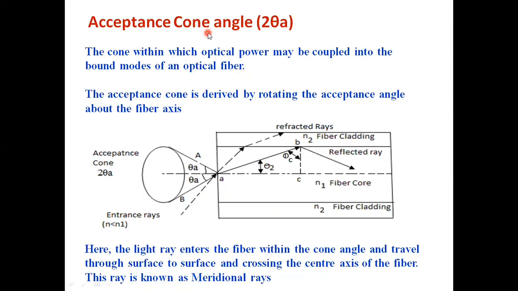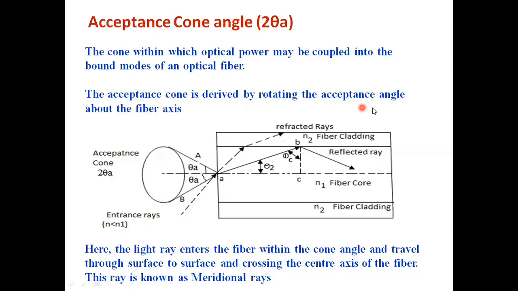So acceptance angle, we have already discussed. Theta A is nothing but the acceptance angle, or we can say this is half of the conical angle. Now, theta A can be rotated around the center axis of the fiber, and it becomes the acceptance cone angle, which is denoted by 2 theta A. So 2 theta A is nothing but the acceptance cone angle.